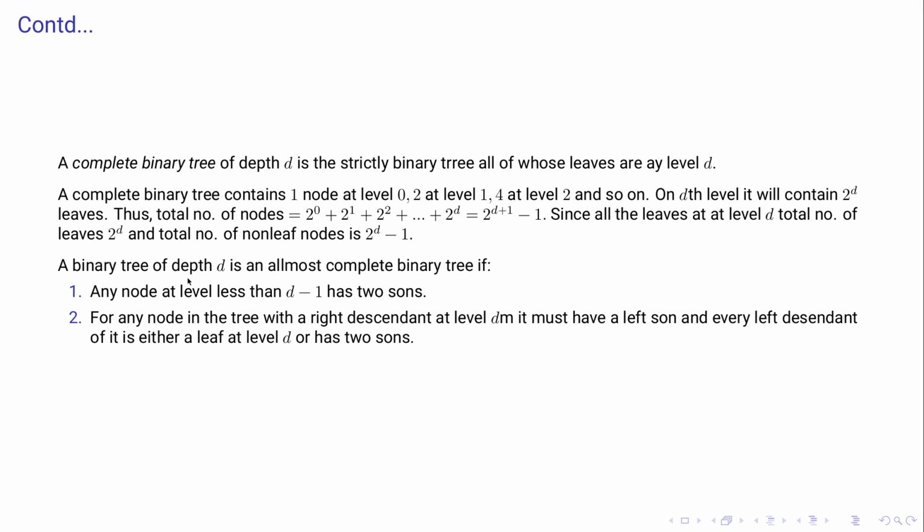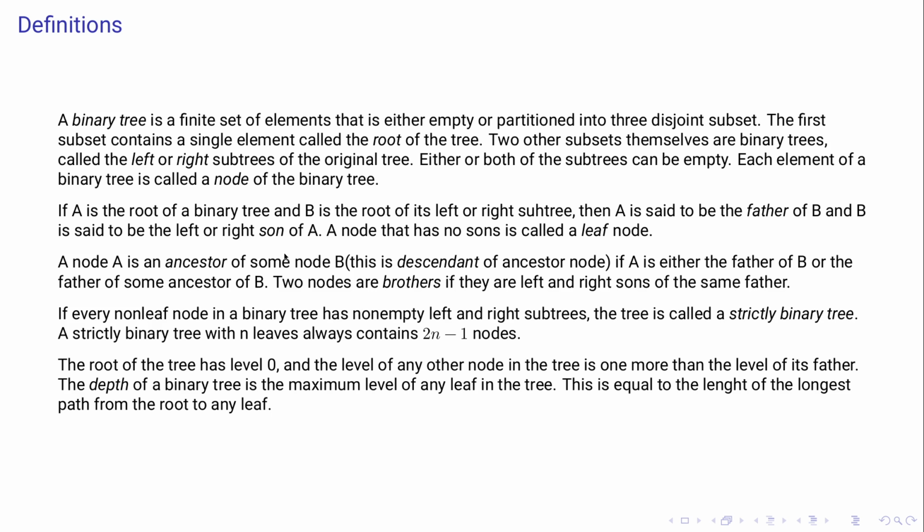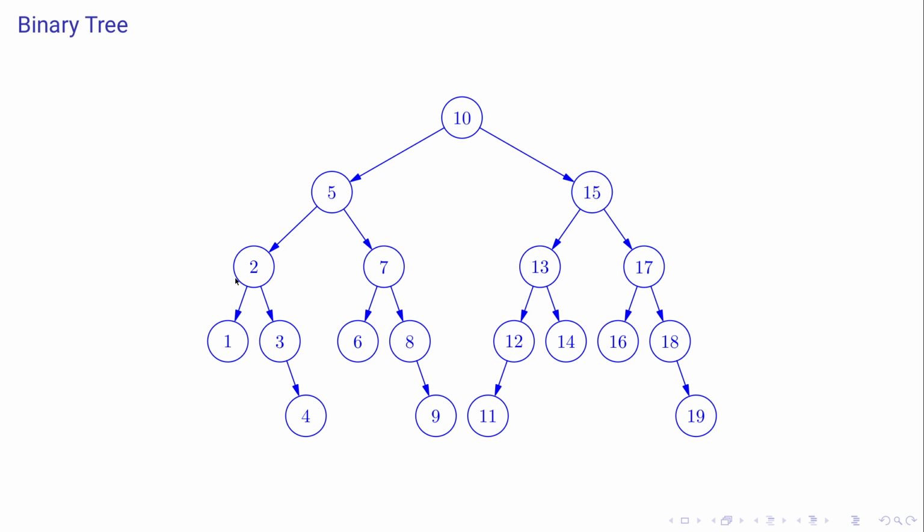A binary tree of depth D is an almost complete binary tree if any node at level less than D minus 1 has two sons. For any node in the tree with a right descendant at level D, it must have a left son, and every left descendant of it is either a leaf at level D or has two sons. So this is the jargon of binary search trees.